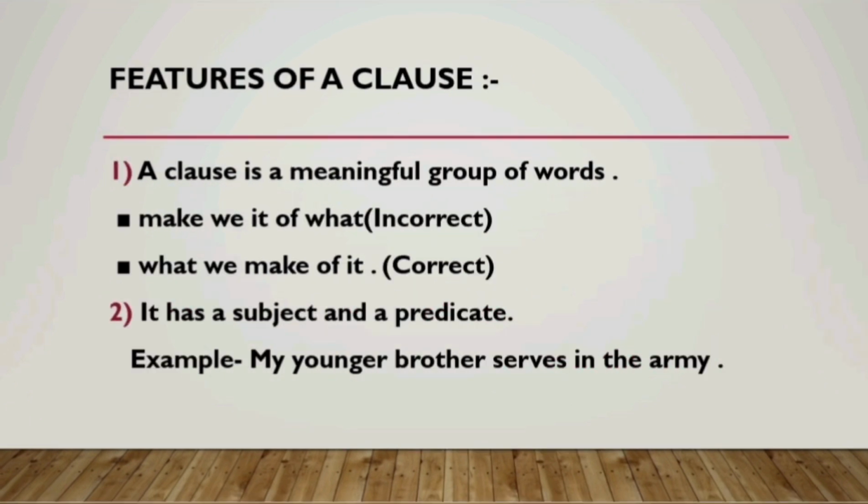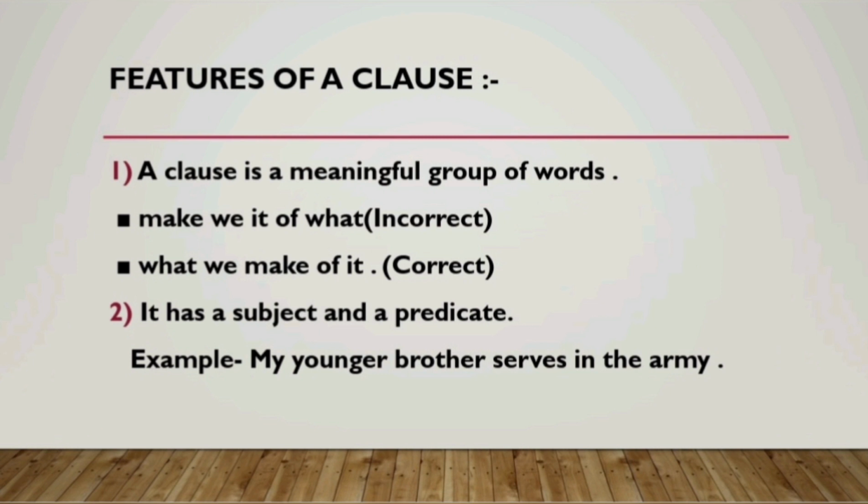Let us talk about some features or functions of a clause. The first one is, a clause is a meaningful group of words. Any random group of words could not be a clause. It is a meaningful arrangement of words. If you see these examples here, make we it of what? It does not make any sense, so that's incorrect. The next example is, what we make of it. This actually is making some sense, so that's why this is a correct one.